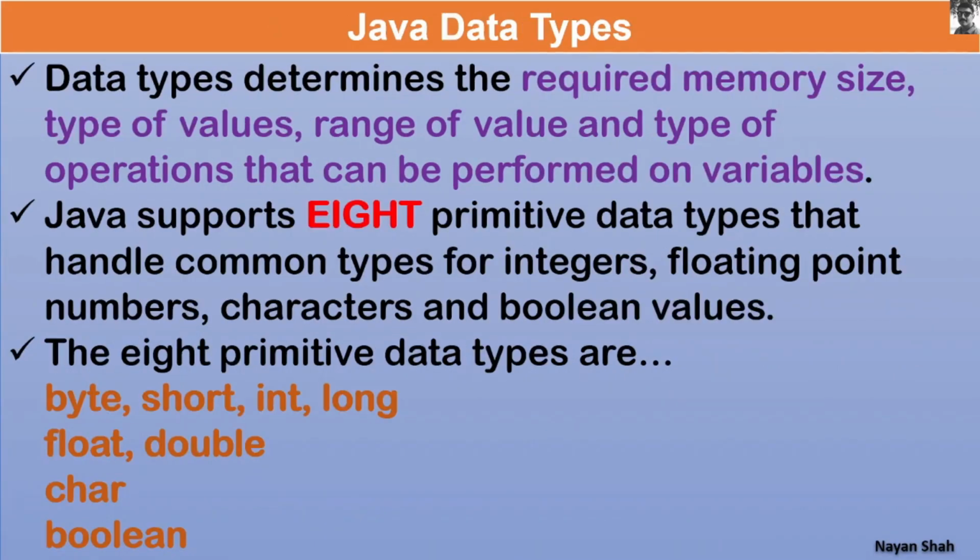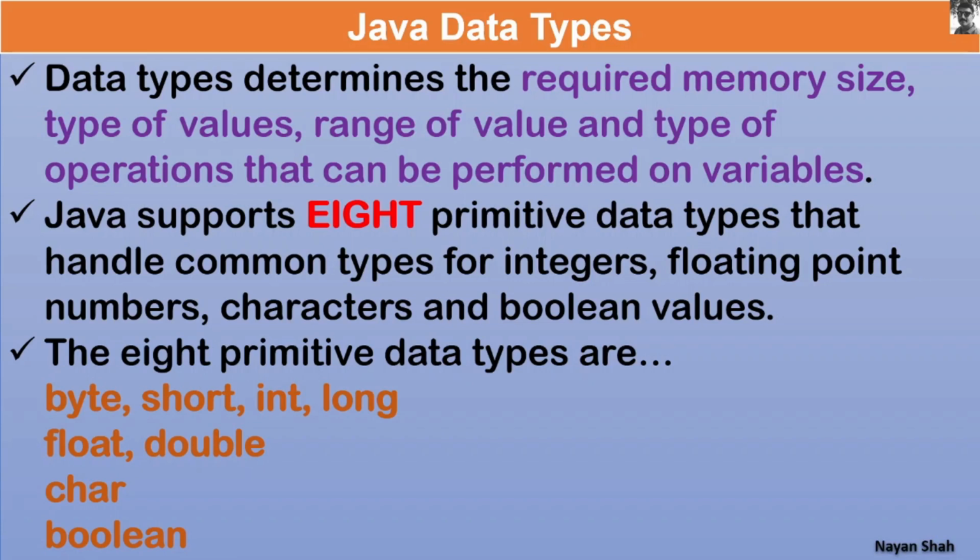Now we will discuss Java data types. First you need to understand what data types are. Data types are used to determine the required memory size, how much memory it will occupy, the types of values, which kind of values can be stored in that data type, the range of values that can be stored, and the type of operations that can be performed on that variable.